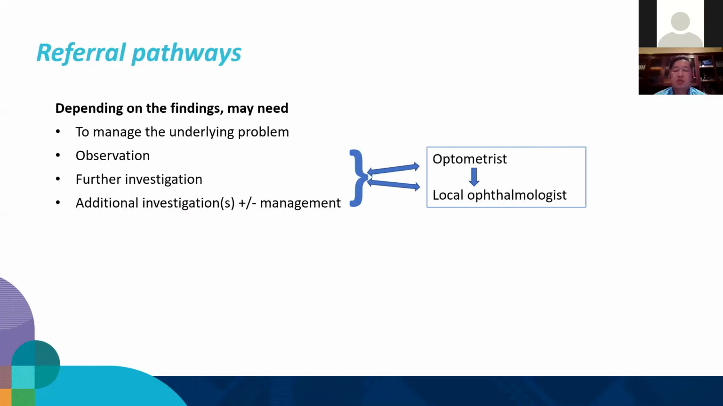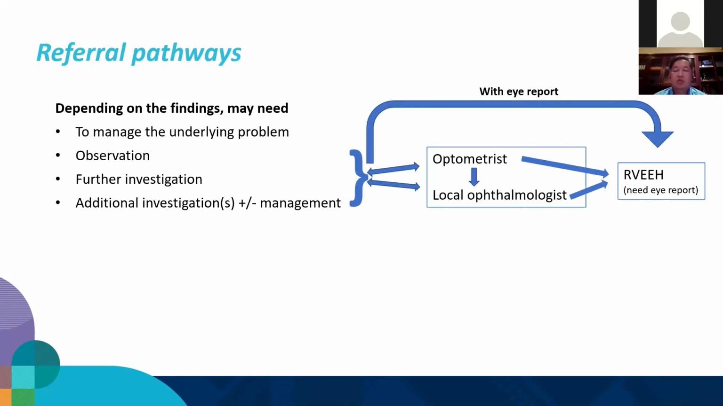So usually your first port of call is either your local optometrist or local ophthalmologist, who in turn may be able to fix the problem or refer to the eye hospital or the public system. Now, if you need to refer to the eye hospital, they need an eye report from the local optometrist or local ophthalmologist. Or sometimes we refer you back to you guys, and you have a chat about what's going on, and the patient says, listen, I really can't afford it. I need to go to the public system, so you may refer them there. But again, very important that you send an eye report with them.